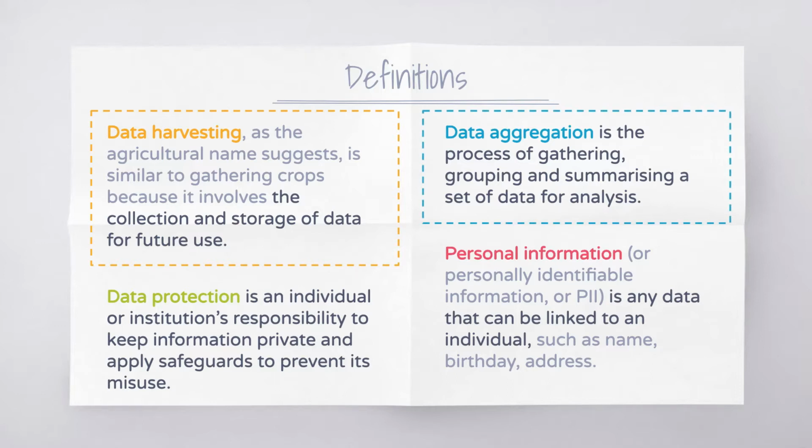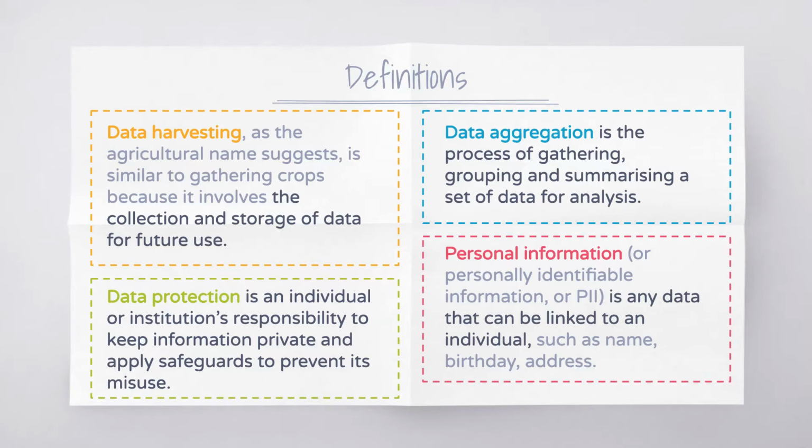Now, data aggregation is the process of taking your personal information along with those of other users and grouping them together in order to summarize and form some conclusions from that data. So this is where a media organization like YouTube might take the data of what a whole bunch of different users have watched in the past in order to suggest to you similar videos that you might like to watch in the future. Data protection is the responsibility to keep information private and to ensure that there are safeguards to prevent its misuse. Data protection can apply to the individual as well as institutions who are using audience data.